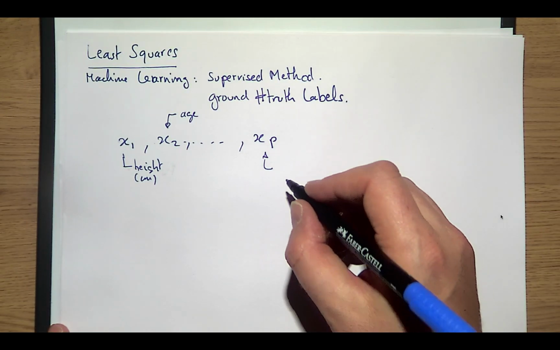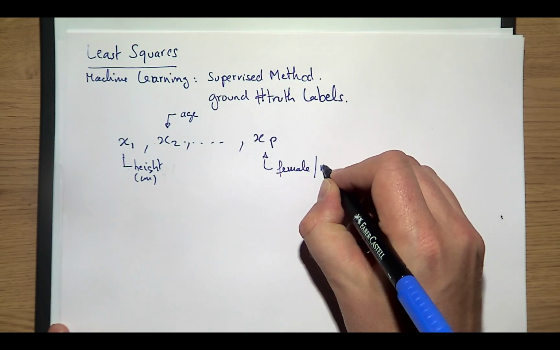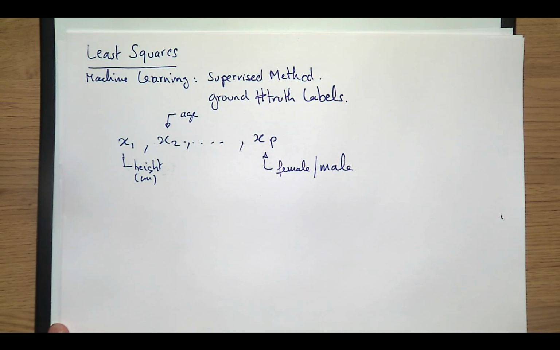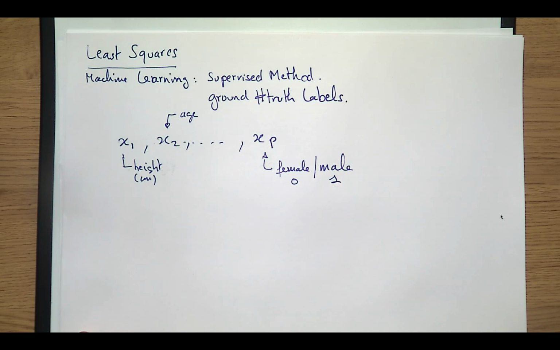So maybe you have information about the person, so you know whether it's a female or a male, okay? And so that would be obviously some kind of classification problem at this point. But in the settings of least squares, you can still use that kind of information because, for instance, you can say that female is 0 and male is 1, and you just plug these numbers in your equation and you'll be okay. All right, so just collect that information.